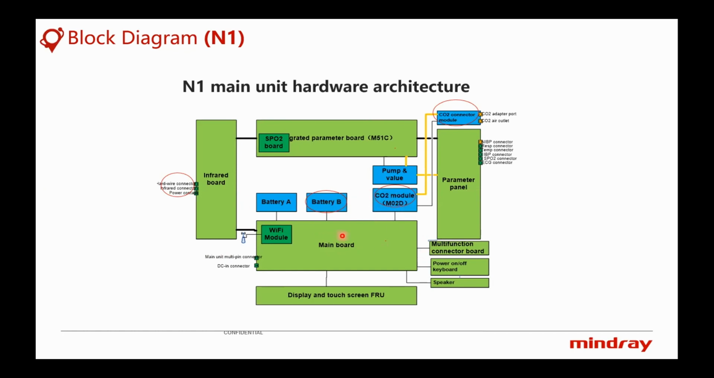Okay, and then this is the front panel. It contains the display and touchscreen. Also, we have a multi-function connector board and power keyboard, and also the speaker. Okay, this is the main structure for the N1. Since it's small, it fully uses the internal space.